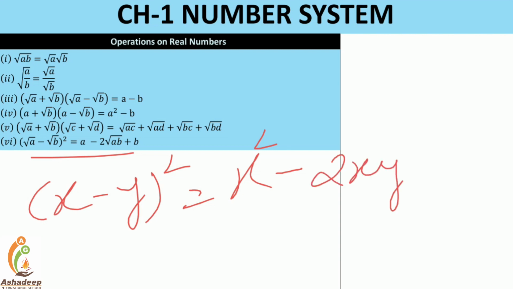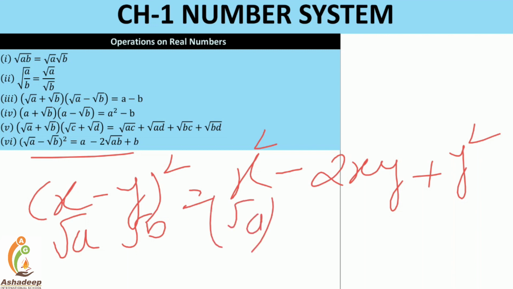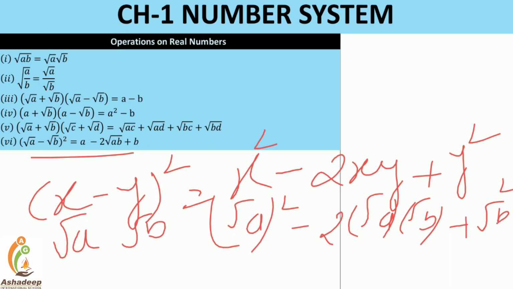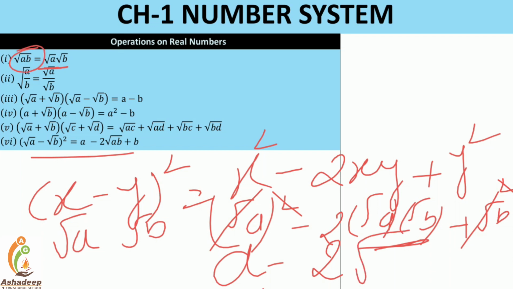Okay. See here, what we know is x minus y whole square is equal to x square minus 2xy plus y square. But instead of x and y, what we have is square root of A and square root of B. So here square root of A square minus 2 into square root of A into square root of B plus square root of B square. So the square and square root cut. So it is nothing but A minus 2 square root of AB, plus B. See, this is the answer.